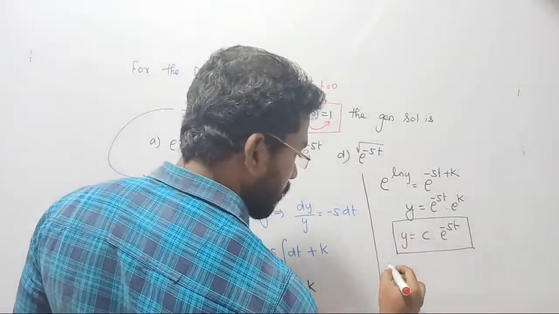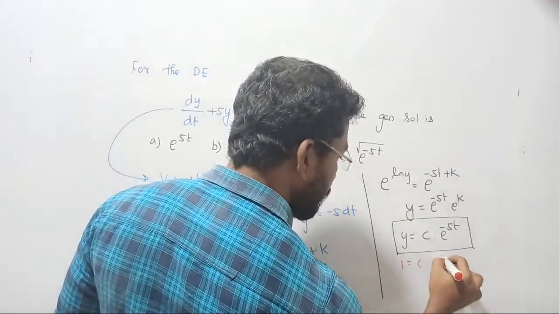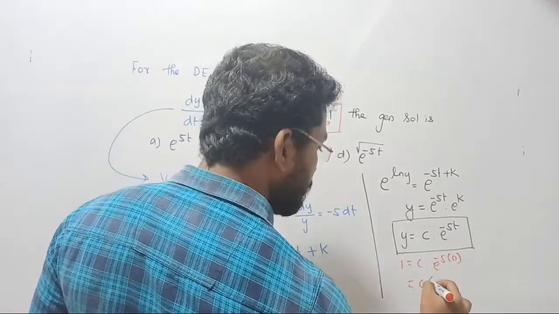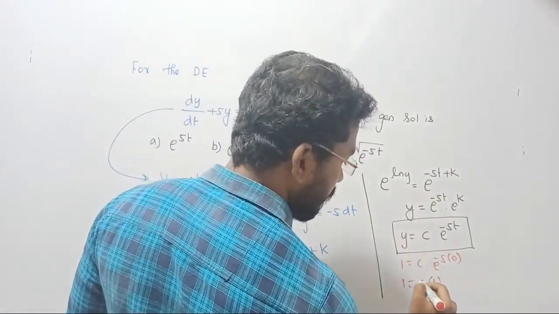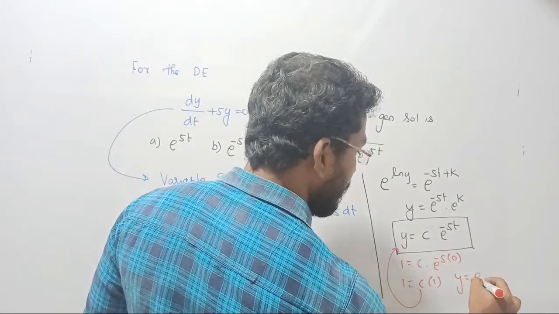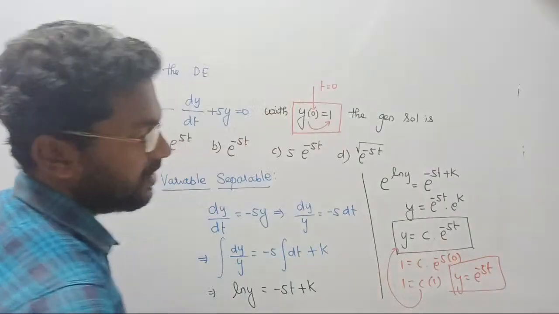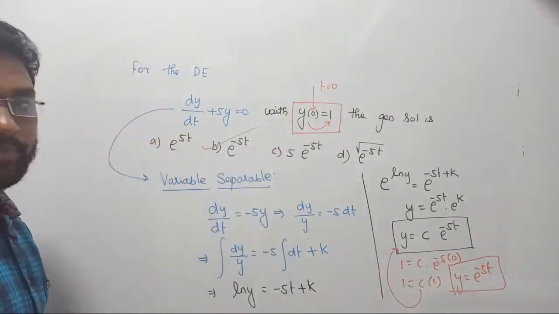So let us figure out. Value of y is said to be 1. C into e power minus 5 into, when your t will become 0, such that what is it? C into e power 0 will become 1, which is equal to 1. So the conclusion is c equal to 1. So if I substitute, your solution is y equal to e power minus 5 into t. That is going to be the correct answer. Exactly, that is the correct answer. So what is the correct answer? E power minus 5t is the correct answer, right?